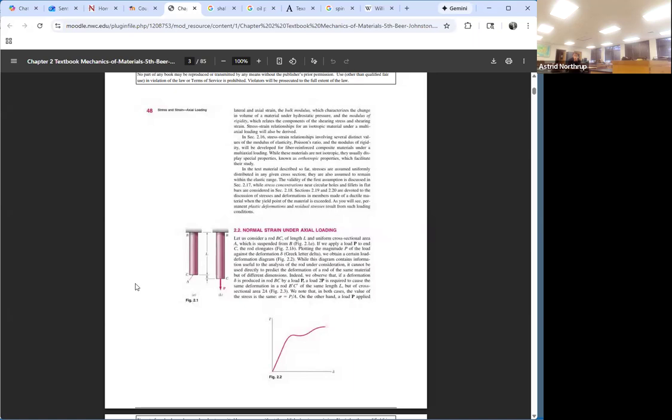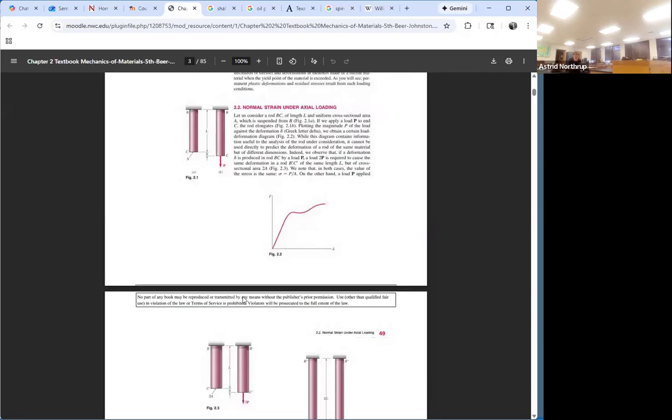And when you start working these problems, the only thing that I would like to tell you is the numbers should be very small, right? I mean, generally speaking, when you pull on something, unless it's silly putty or something like that, if you pull on a piece of steel, it's not gonna elongate a lot.